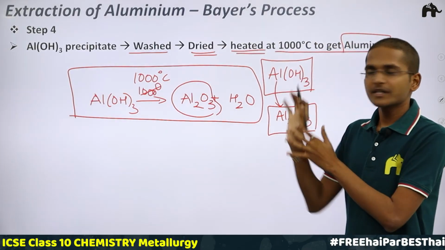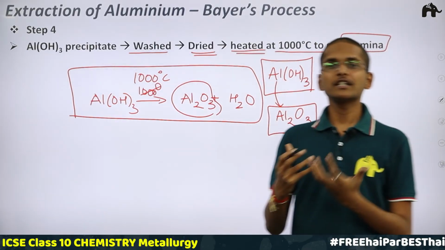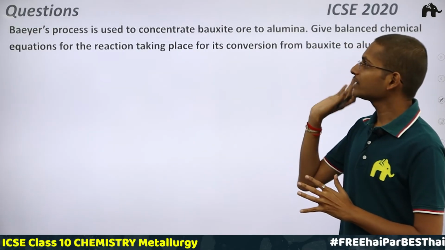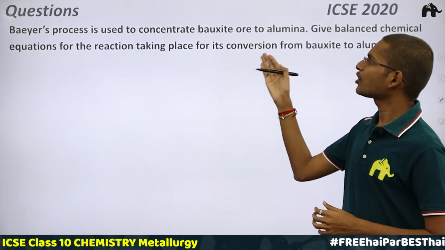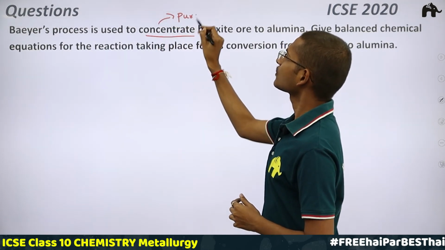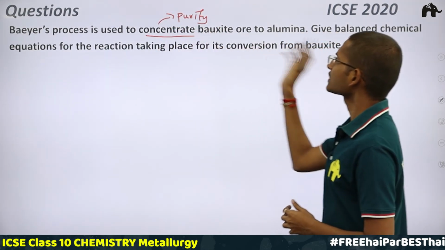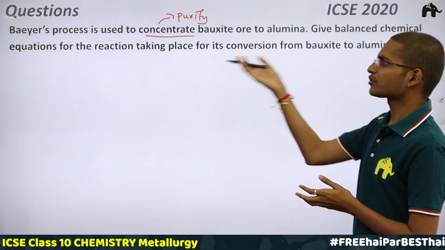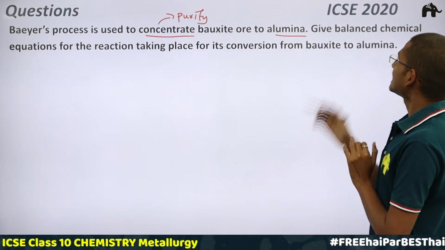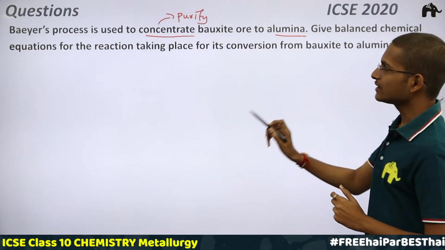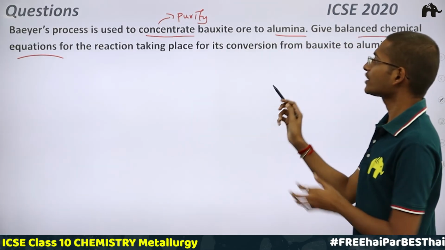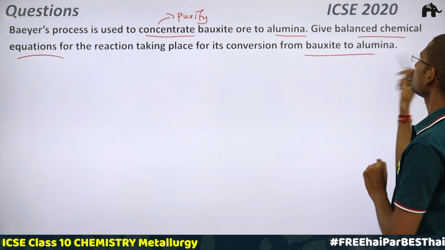Now let's see some questions based on this Bayer's process, so that we would get a fair idea of how questions are being asked. See, first one is Bayer's process is used to concentrate bauxite ore. Now here concentrate simply means purify. Purify bauxite ore. We all know these things. Yes, Bayer process is used to purify bauxite ore to alumina. Just now we have done this thing. Then give balanced chemical equations for the reaction taking place for its conversion from bauxite to alumina.